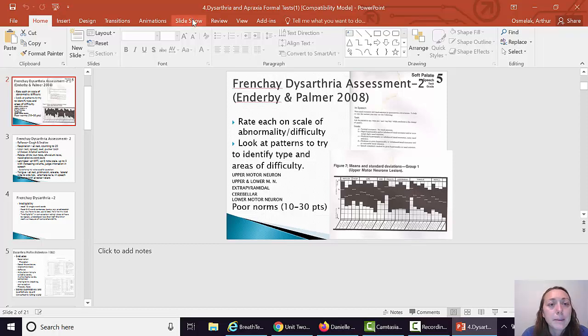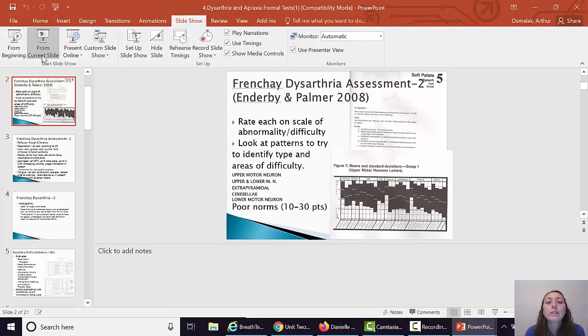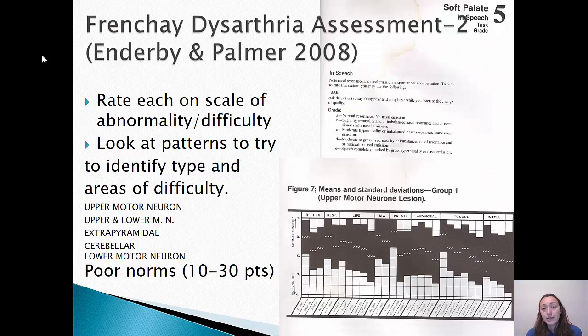So actually, I can pull the PowerPoint up. Sorry about that. With the Frenchay, now you can see it. So you can see our scored pages. You just can't hold on to them now because we're not in person. So for this, you're going to rate each specific task by level of deficit or difficulty. And then from there, you're going to look for patterns to identify the general site of lesion.